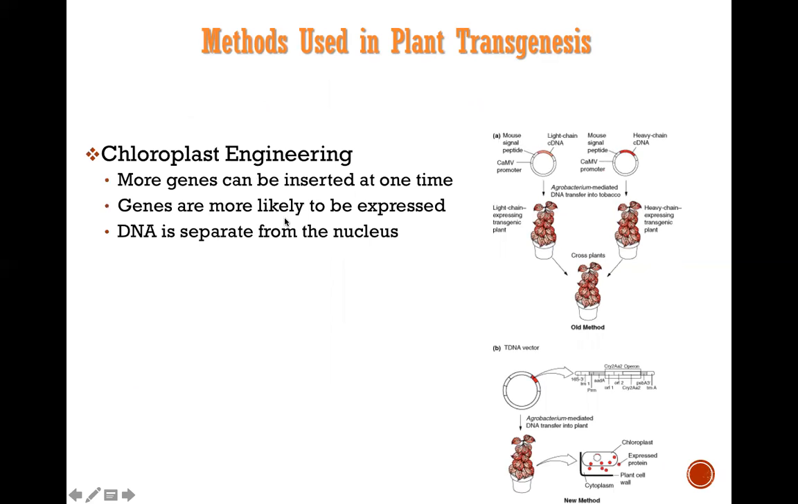Now, there are more specific ways to target parts of the plant's genome, particularly in the chloroplast. Like mitochondria, chloroplasts have their own DNA separate from the nucleus. And a benefit of using chloroplast engineering is that you can use more than one gene of interest at one time to incorporate into the plant of interest genome.